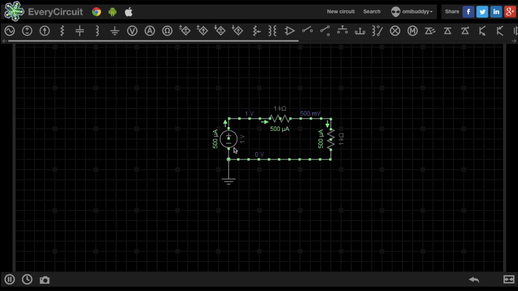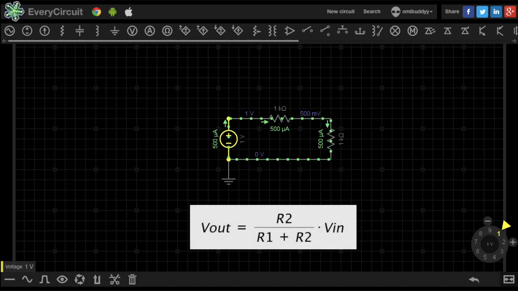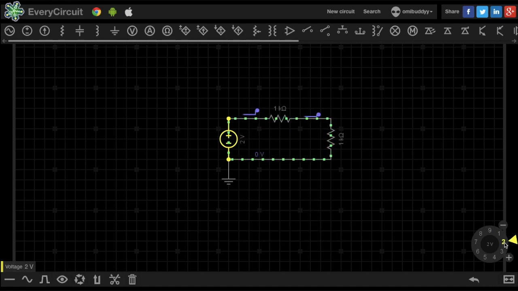Now the current of 500 microamps started flowing through the circuit. This current will be decided by the value of R1 and R2 both. This current then will flow through R2 and will generate voltage across it. As you can see, the voltage across R2 is 0.5 volts. This can also be calculated using the voltage divider formula. Now let's change the input to 2 volts, and as you can see, the output voltage also changes to 1 volt. If we change the input to 5 volts, you will get the output of 2.5 volts.